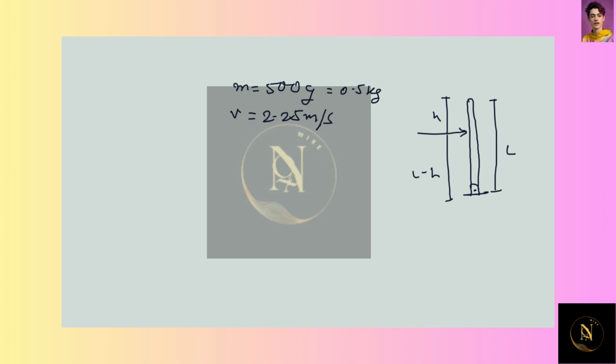So I've already drawn this diagram. This is the velocity v with which it hits this bar. This height h above the point of hitting, it's 25 centimeters, which is 0.25 meters, right?